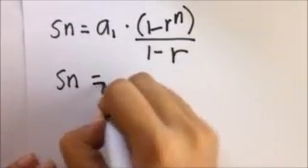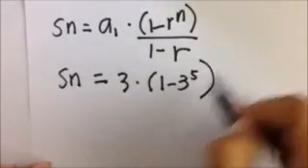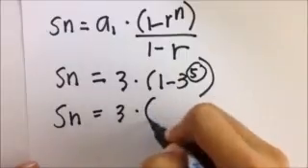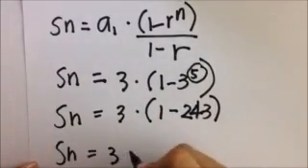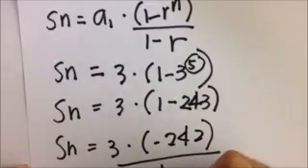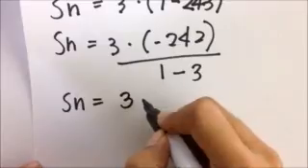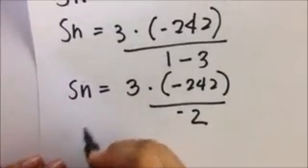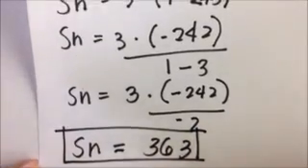Sn is equal to 3 times 1 minus 3 raised to 5, the upper limit. So, Sn is equal to 3 times 1 minus 243. Sn is equal to 3 times negative 242 over 1 minus 3. Sn is equal to 3 times negative 242 over negative 2. And the answer is 363. It's the same answer, so our formula is correct.